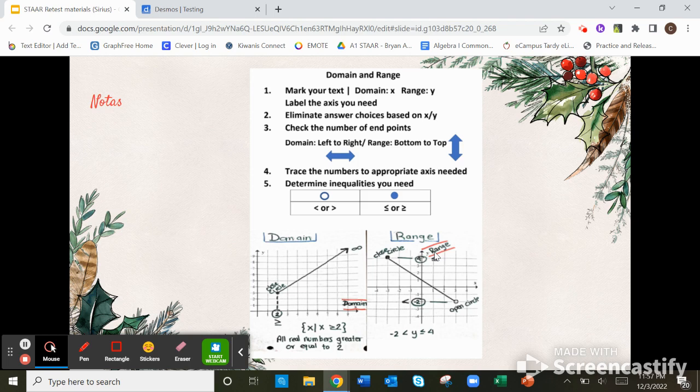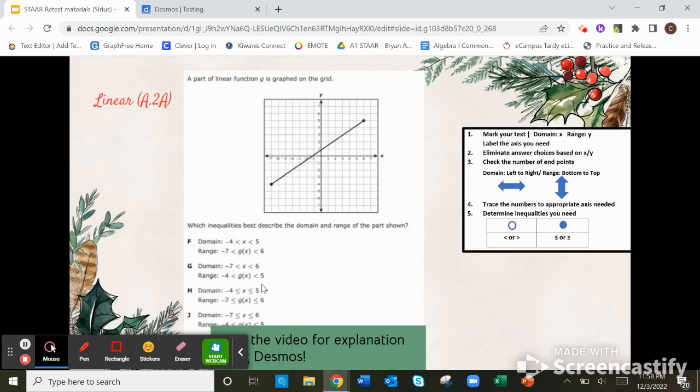Domain, of course, is left to right, because that's how the x-axis goes. Range is bottom to top, because that's how the y-axis goes, and so on. And also important is that if you have an open circle, you will have these inequalities, and a closed circle, these inequalities. And you have some examples here. So let's go to this question.